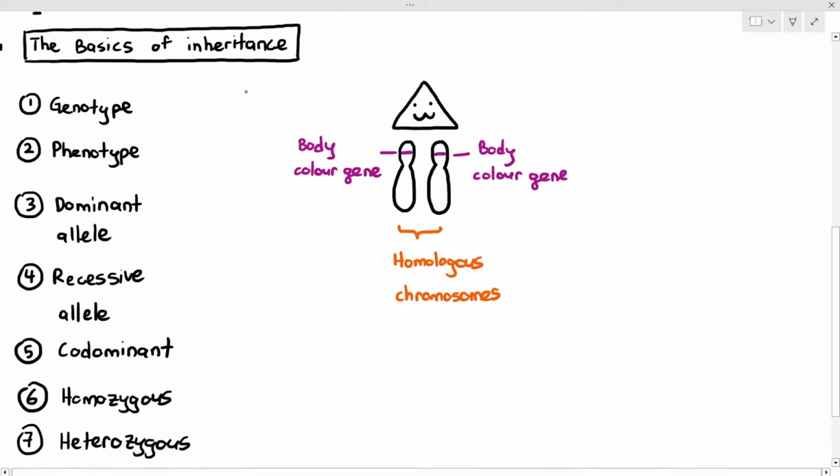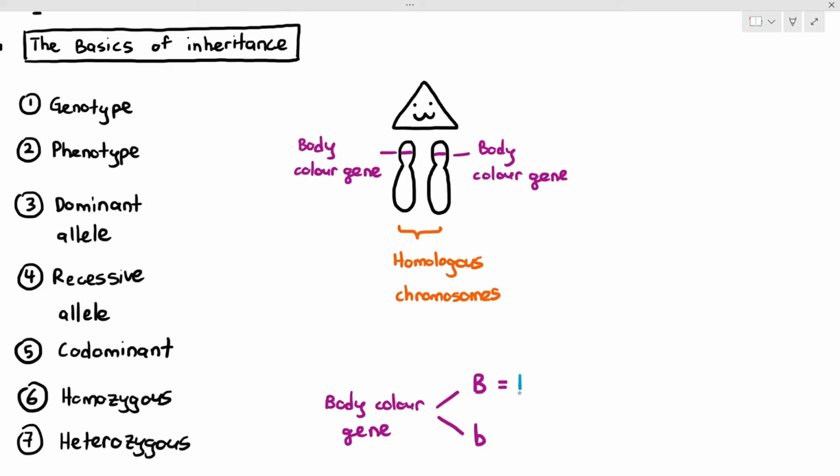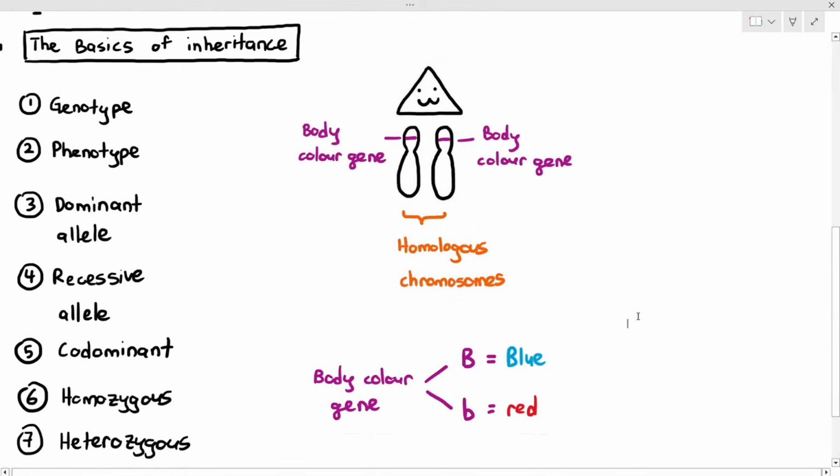Now, the body color gene, as an example, this is my example. You don't need to memorize my examples. I need you to understand that because, like I said, they can throw any different types of examples in the exam. So for my example here, the body color gene has two alleles, where the capital B allele, that specific base sequence, will give you blue color of the organism, and the small b allele with a slightly different base sequence will make the organism become red in color. Now remember, this organism over here has two chromosomes, and each chromosome carries a body color gene.